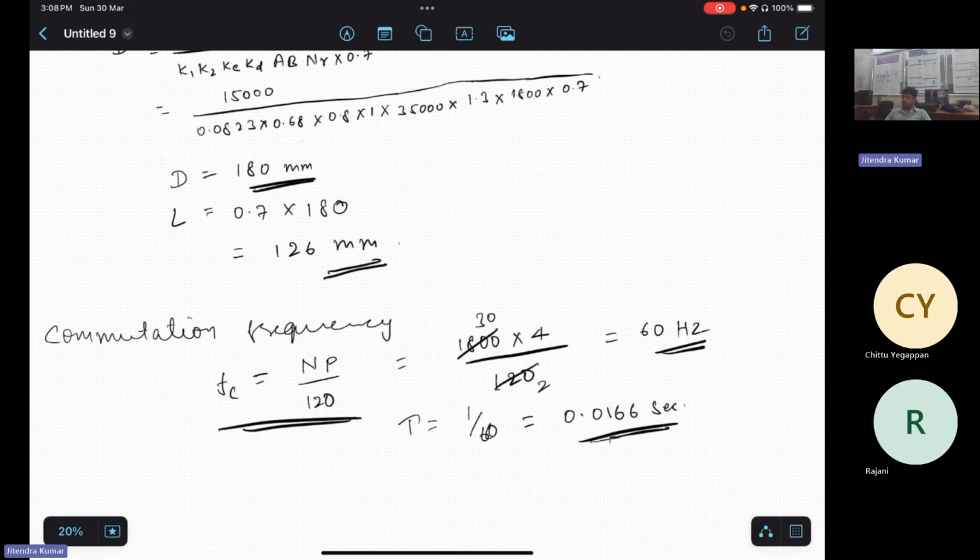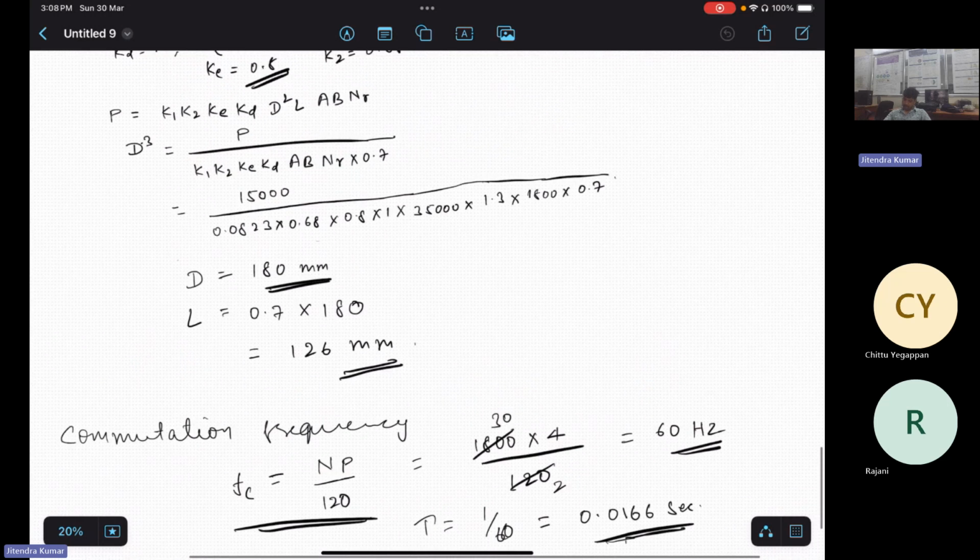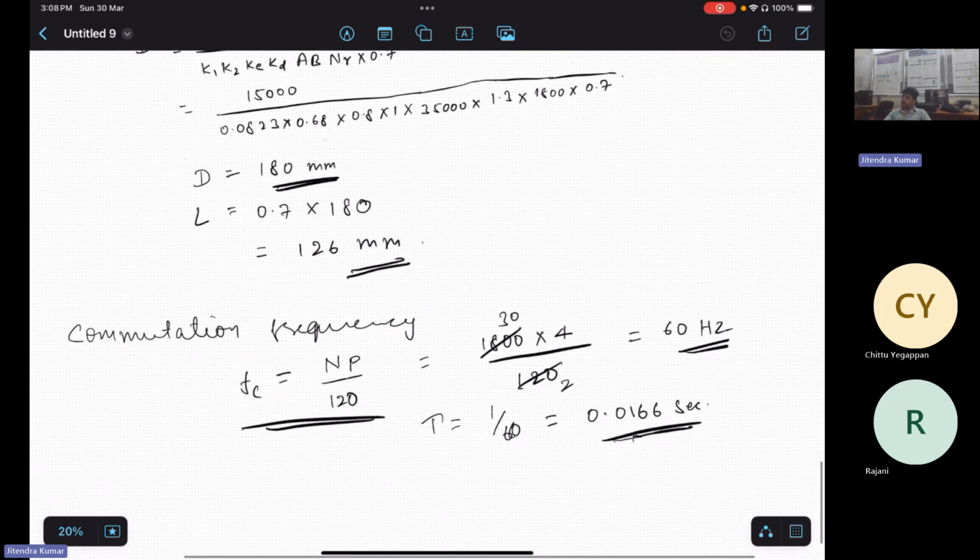So this was the commutation frequency expression, right? 120 A by P only. And the problem given here is 5000 RPM, with 10 stator poles and 8 rotor poles.